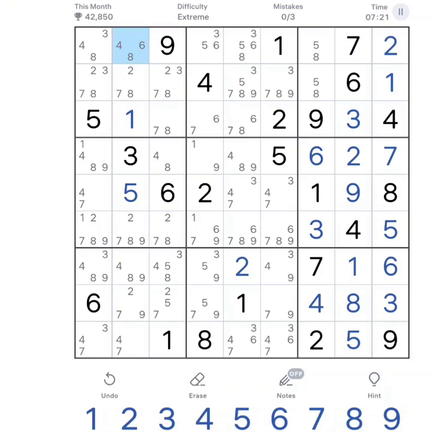Well, actually, 4, 4, 4, 4. That's an X-wing. So 4 can either go here or here. But if it goes here, this one could go here. But then, I'm not sure about these ones. We could remove those ones. Because if we do that, we put it here. That means we remove these ones.